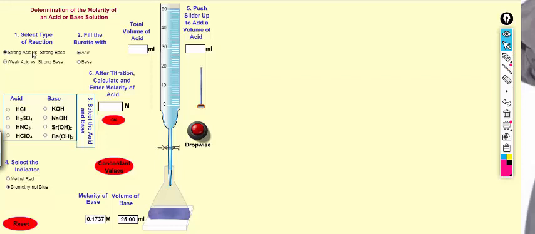I'm going to select a strong acid, strong base titration, and I will select, say, sulfuric acid and sodium hydroxide, the burette with acid, and we'll use the same indicator here. Now the titration is different here because of the stoichiometry. Let me go ahead and write this neutralization reaction down.